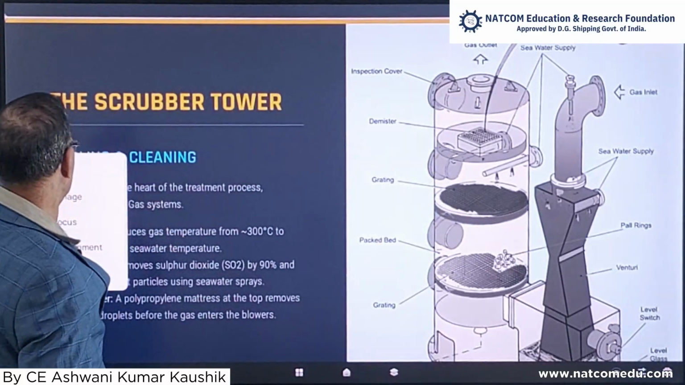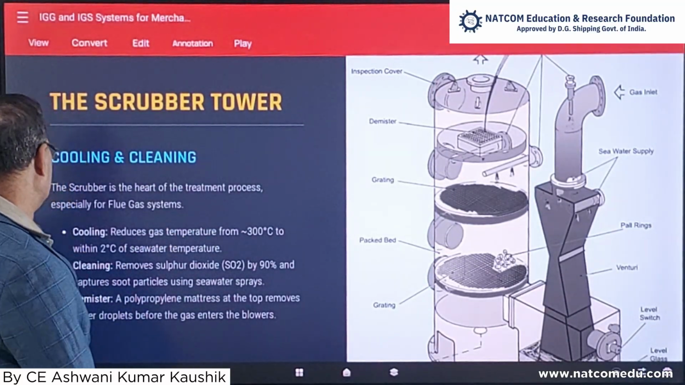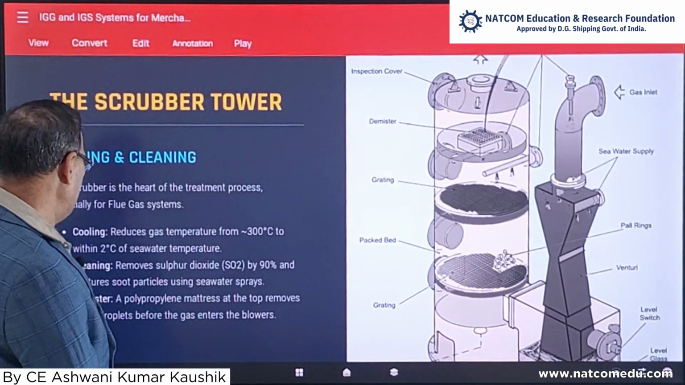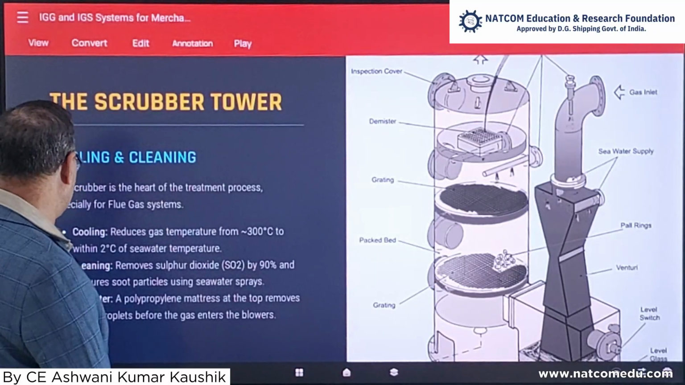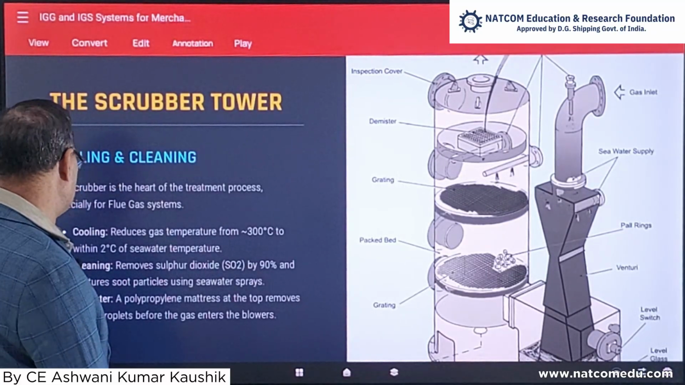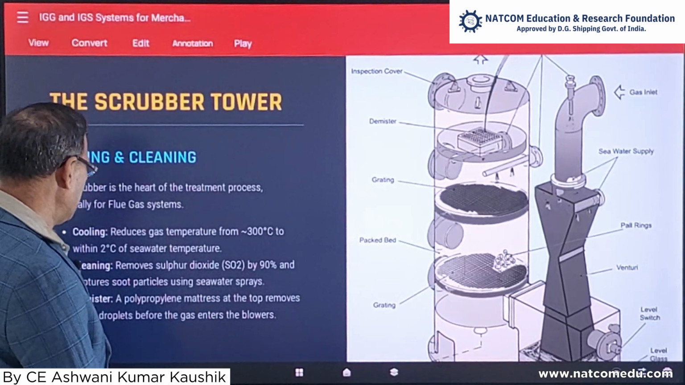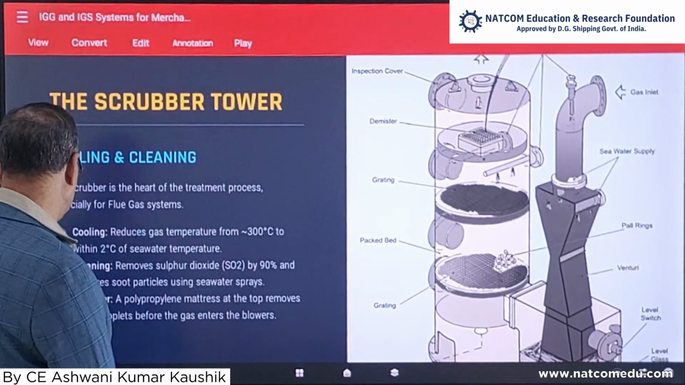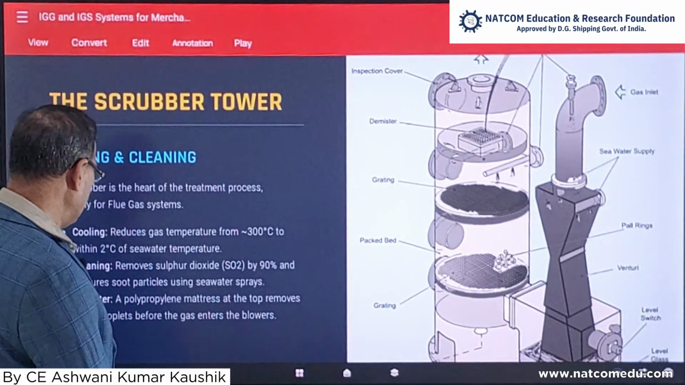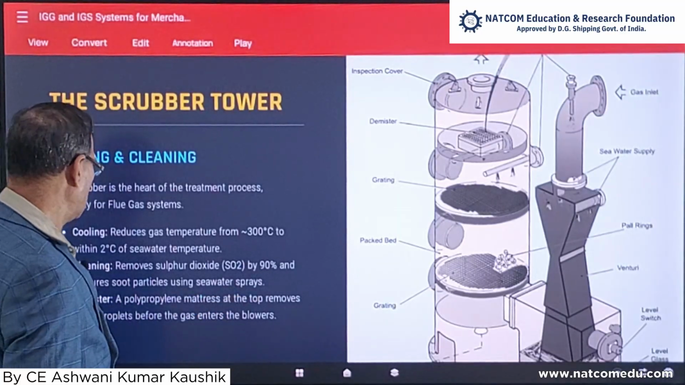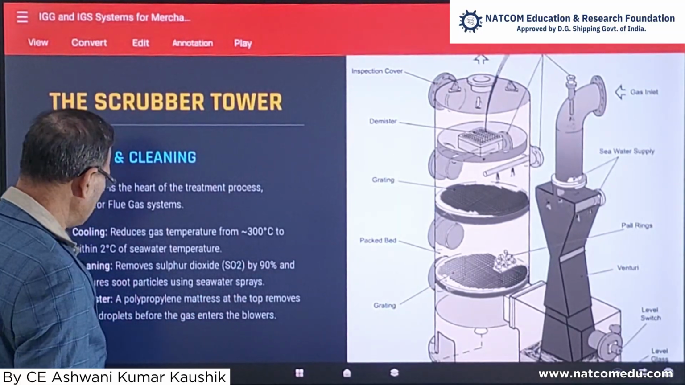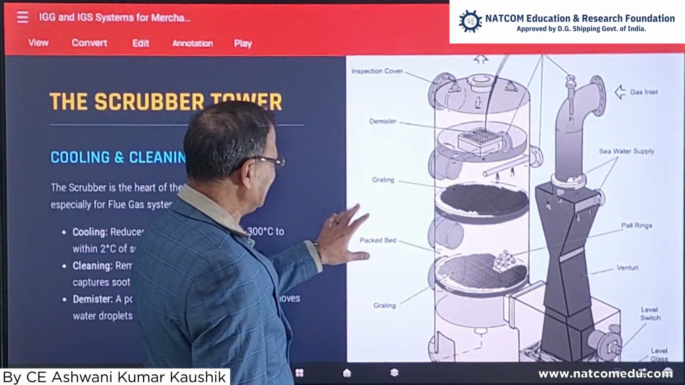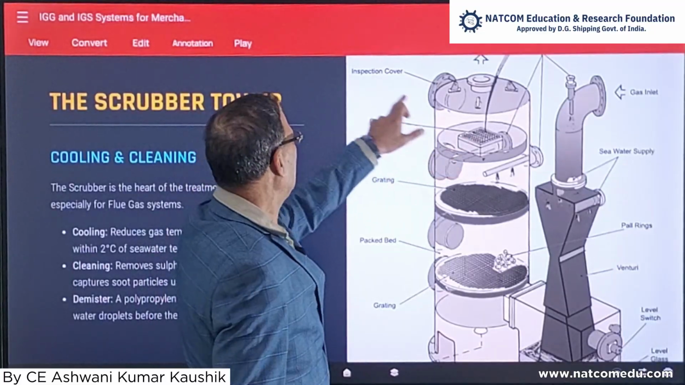Now this is the scrubber tower. Cooling and cleaning. The scrubber is the heart of the treatment process, especially for the flue gas system. Cooling reduces gas temperature from 300 degrees centigrade to within 2 degrees centigrade of the seawater temperature. Cleaning removes sulfur dioxide by 90% and captures soot particles using seawater spray. The demister is polypropylene mesh at the top, removing water droplets before the gas enters the blower. You can see this is the construction of the scrubber, this is the demister, and this is the inspection cover.